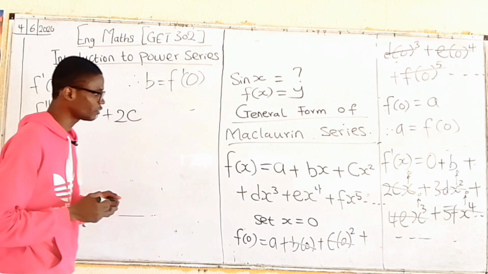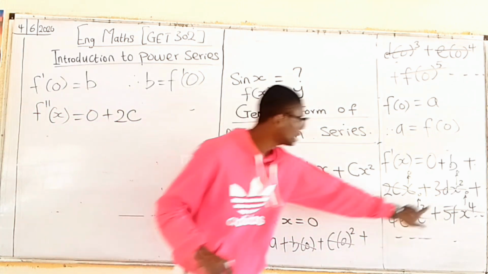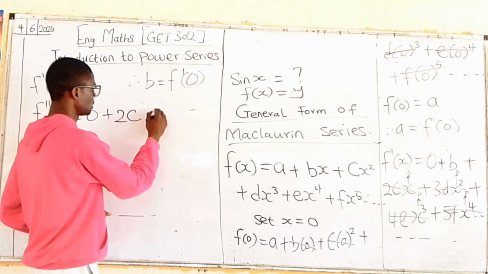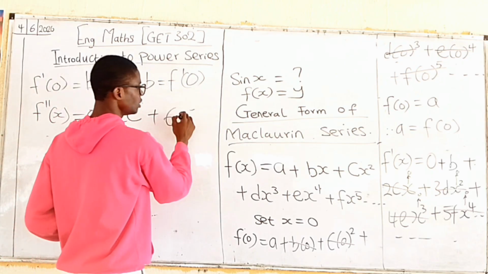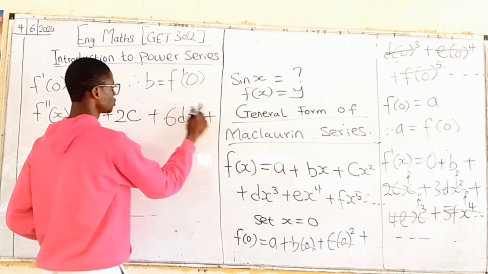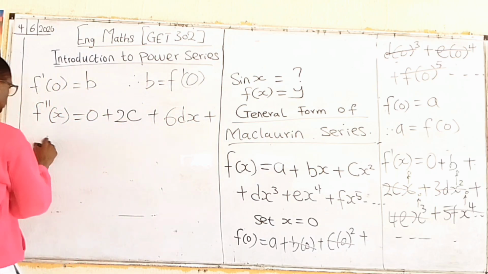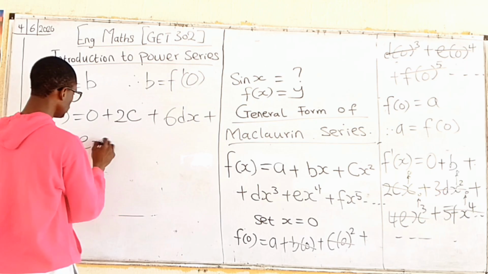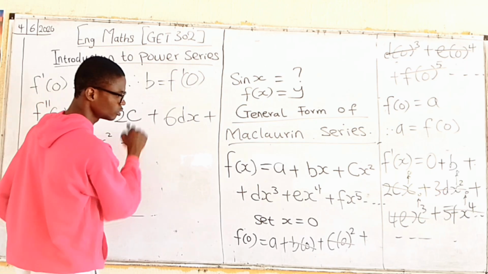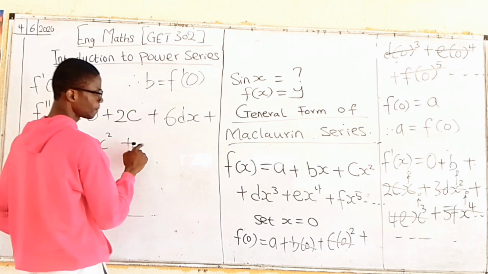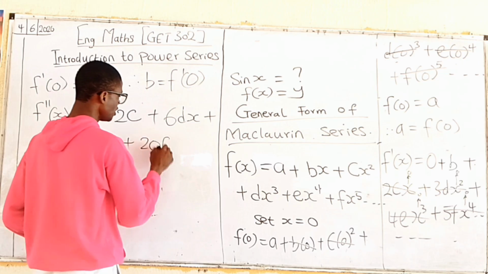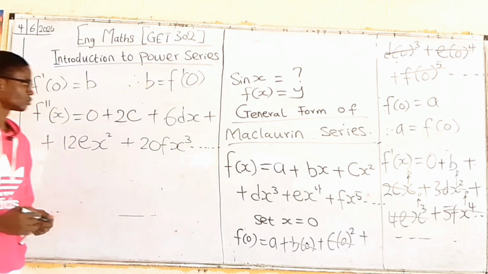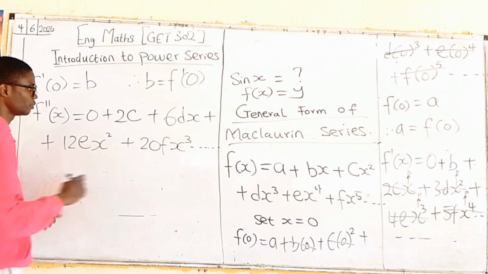Please, let's ask ourselves for differentiation. So here now, differentiate the whole thing here. 6dx, okay, plus. If you differentiate the next, what will you get? Yes, 12cx squared, yes? Plus what? 20fx cubed. X what? Cube. And it keeps going.